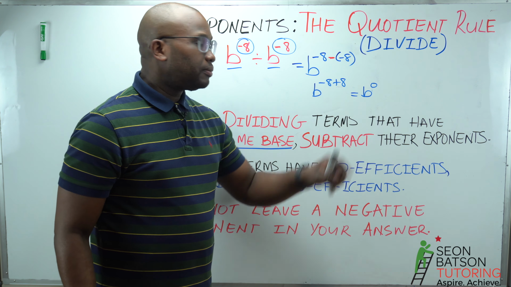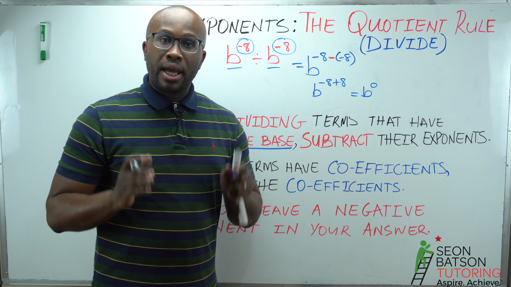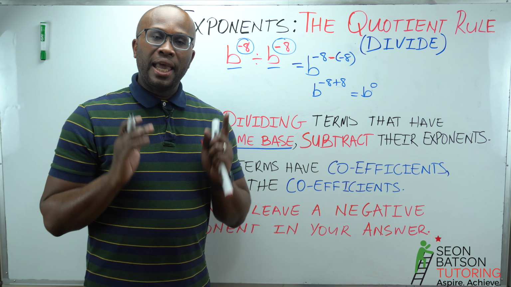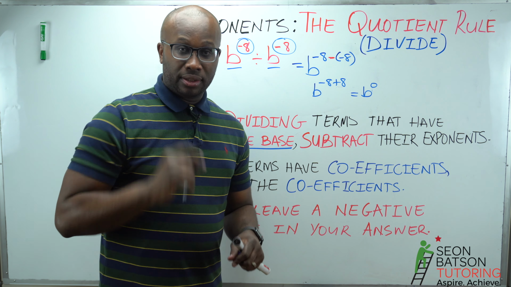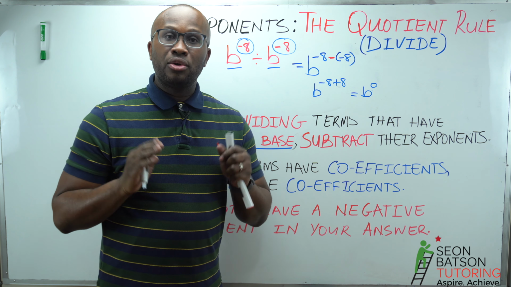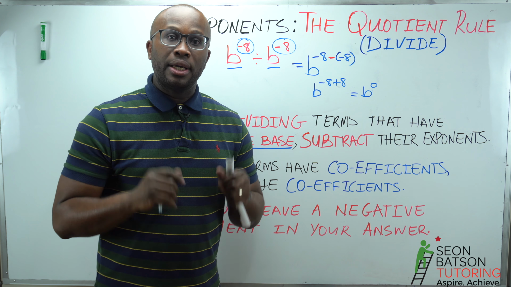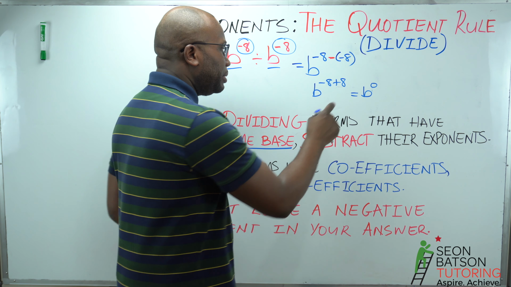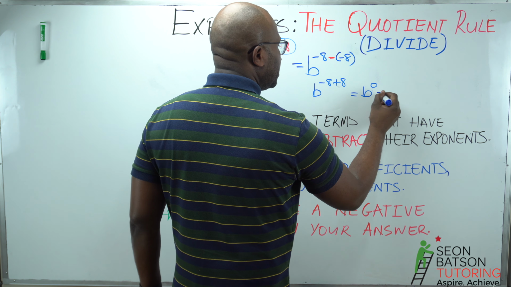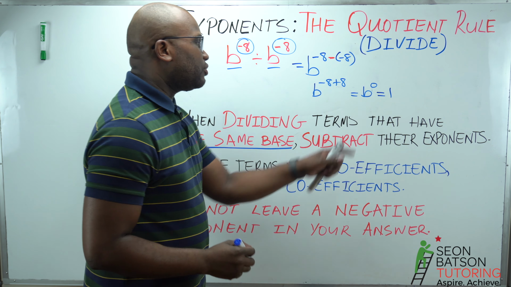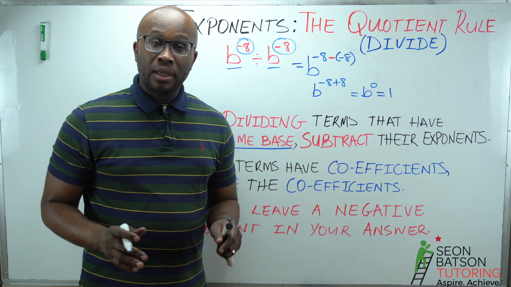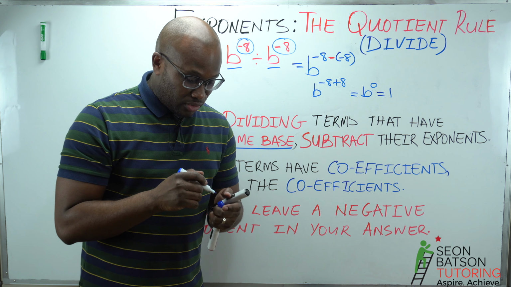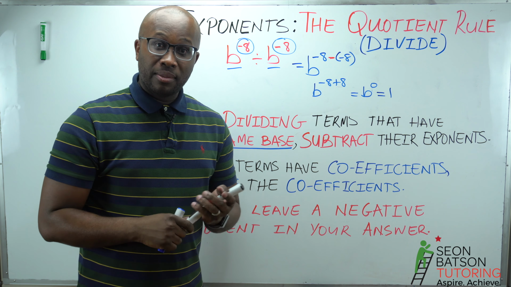Now, the 0 exponent rule says any value raised to the 0 power is equal to 1. Yes? Any value raised to the 0 power is equal to 1. So b to the 0 power is equal to 1. I just wanted to talk about this rule. That's why I gave the example. How was that? Very useful, yes? Very simple, yes?